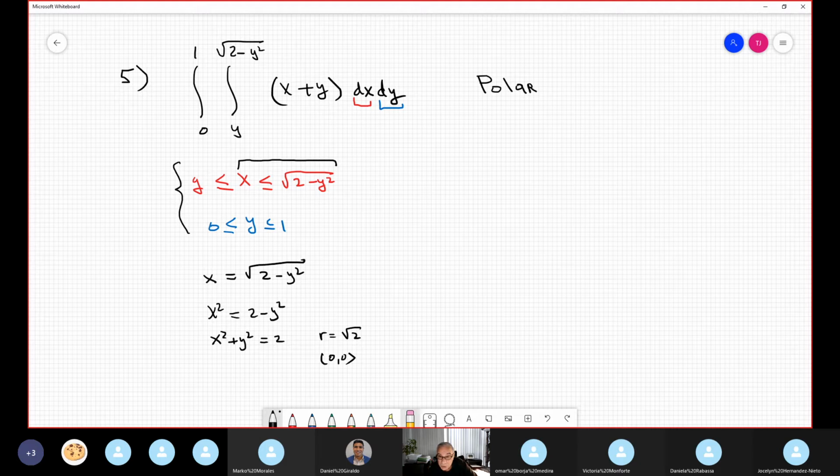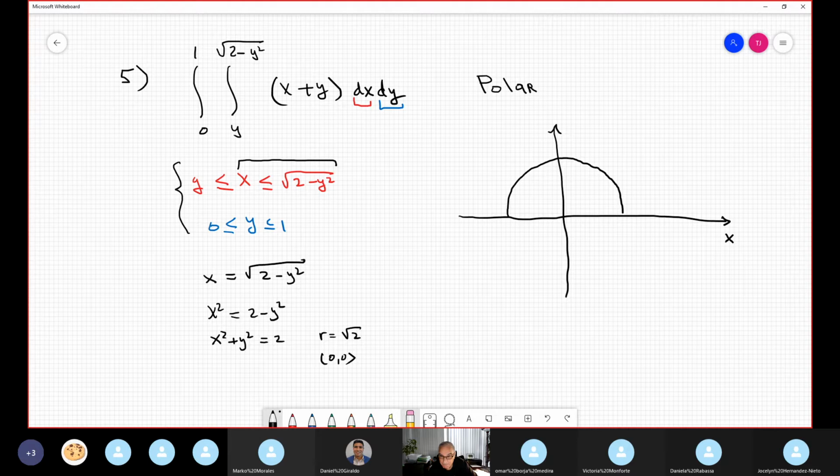Okay, so with this information, I have at least the first boundary. And by the way, it is the upper semicircle, like that, and the radius is radical 2. And the other equation is y equals x. Y equals x is a line, a line like that. It crosses the first quadrant and the third quadrant.